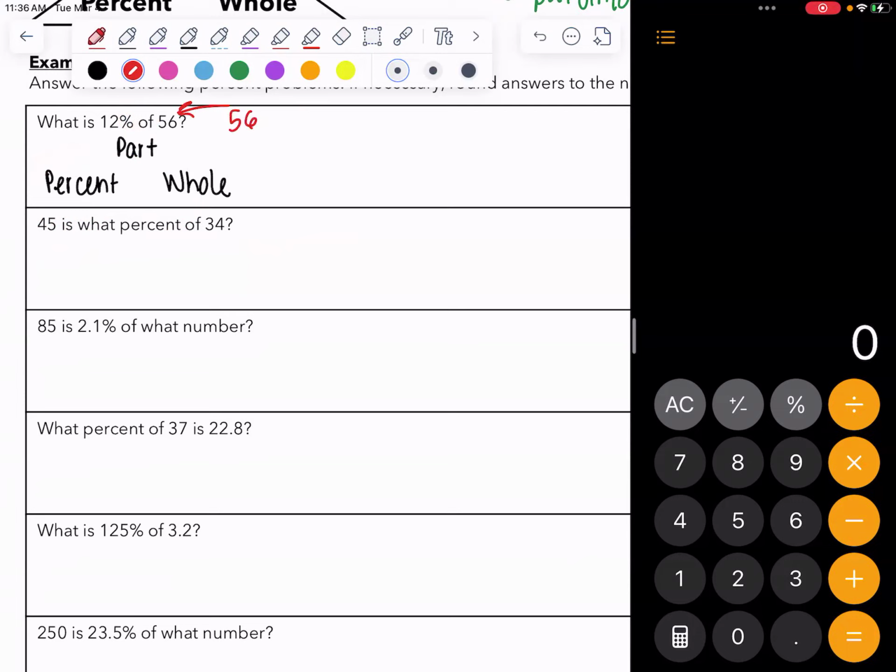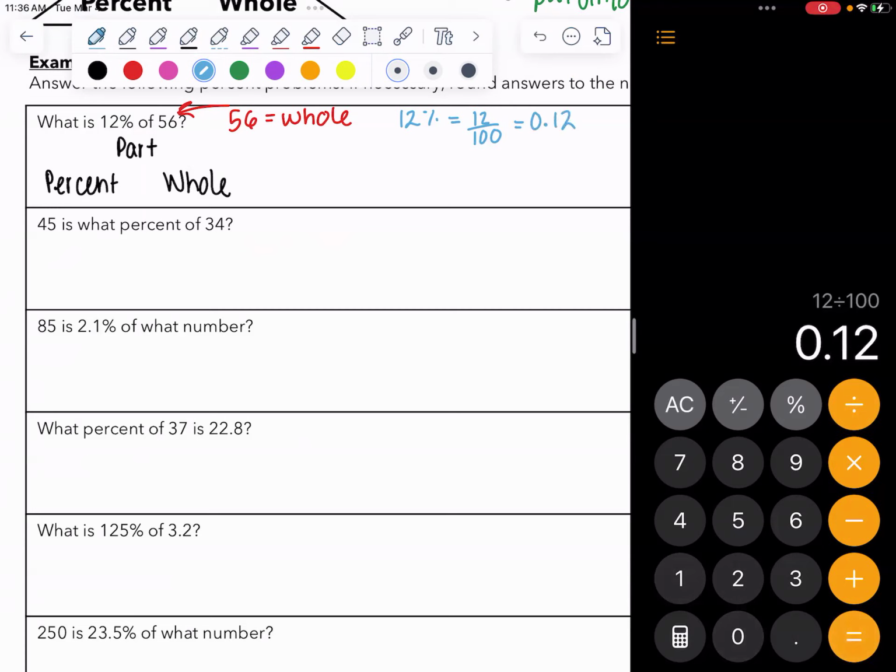56 is the whole. 12%, that is the percentage. And as a decimal, we would divide 12 by 100, or you could just move the decimal place over. But let's do it like this. Let's do 12 divided by 100. And if you come on your calculator and do 12 divided by 100, you'll get 0.12.